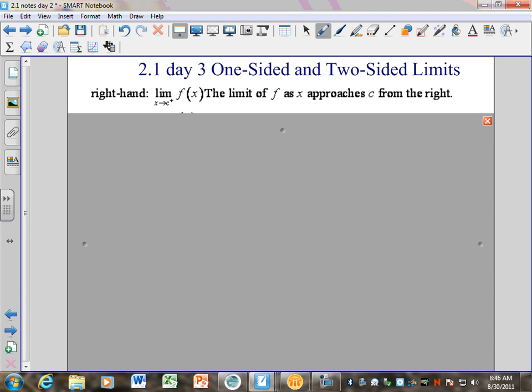So if it's a right-handed limit, we say the limit as x approaches c from the positive. If you can't see that, it's x approaches c, and you put a little plus sign. That means coming from the right, coming from the positive side. When we read that, we don't say the limit as x approaches c from the positive. We usually say the limit as x approaches c from the right.